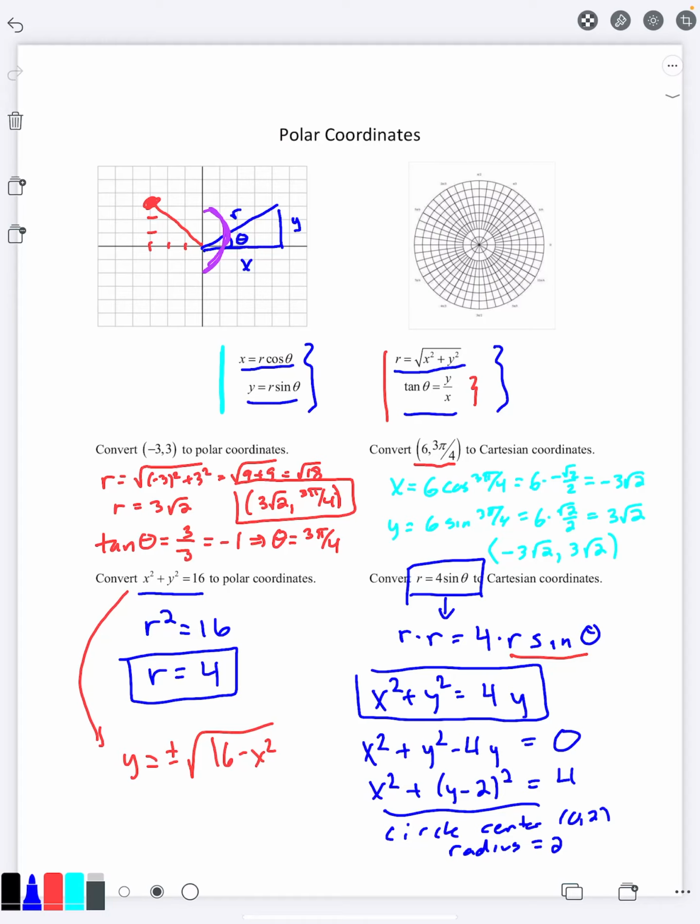So again, in this video, we're just focusing on converting back and forth. We're not actually using it to solve any further problems, but in later classes, you will use this to solve problems. And it's important to get the basics down now.